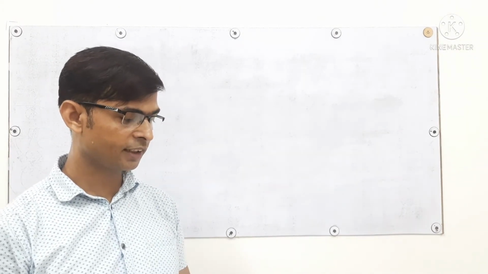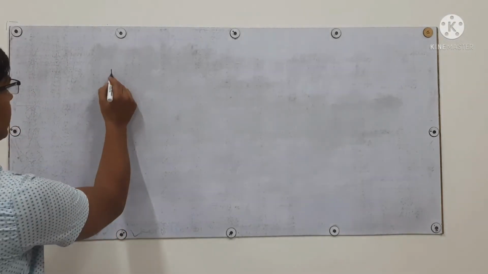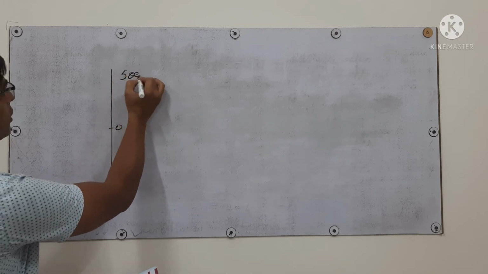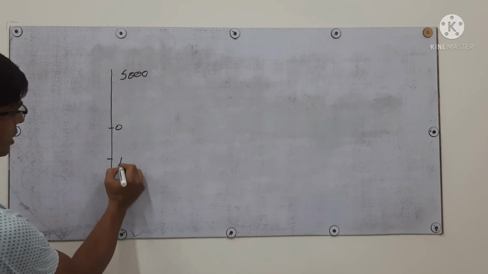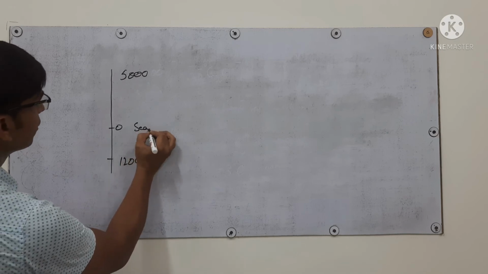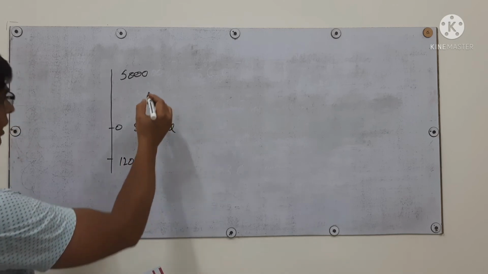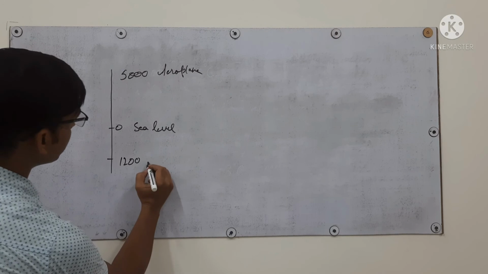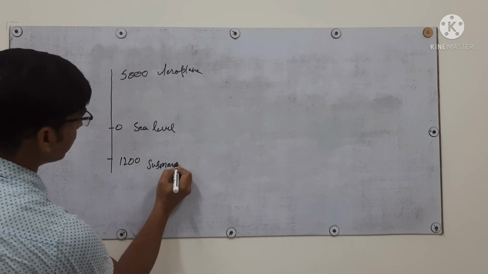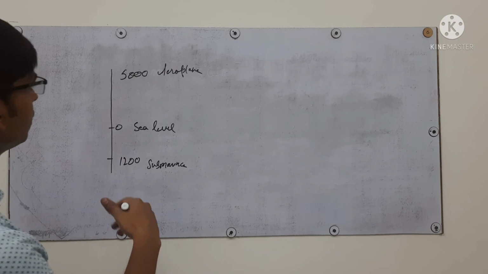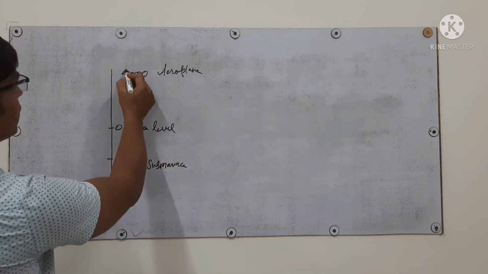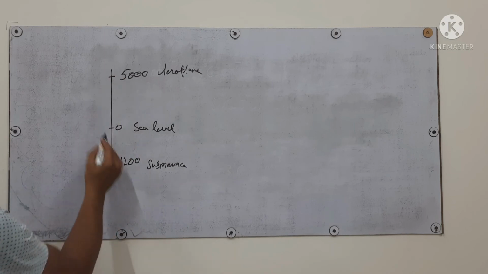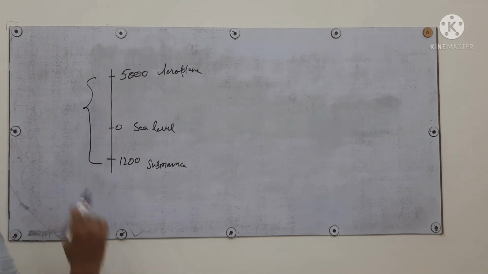Okay, so I am just writing the numbers given in the picture. Here it is 0 and here it is 5000 and below it is 1200, and this is sea level. Here in the picture the aeroplane is flying, and at 1200 meters here is the submarine, and we have to find the vertical distance between them. Here it is 5000 and here it is 1200, so the distance between them will be this distance.